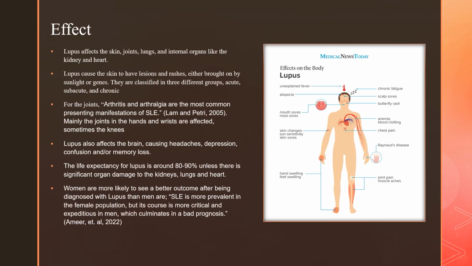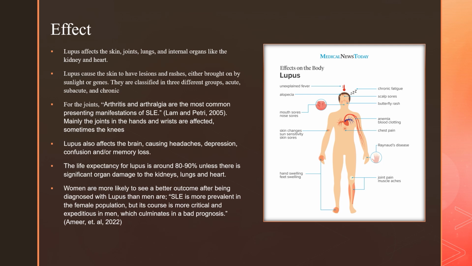Lupus affects the skin, joints, lungs, and internal organs like the kidneys and heart. Lupus causes the skin to have lesions and rashes, either brought on by sunlight or genes. They are classified in 3 different groups: acute, subacute, and chronic. For the joints, arthritis and arthralgia are the most common presenting manifestations of SLE. Mainly the joints in hands and wrists are affected, sometimes the knees. Lupus also affects the brain, causing headaches, depression, confusion, and/or memory loss.